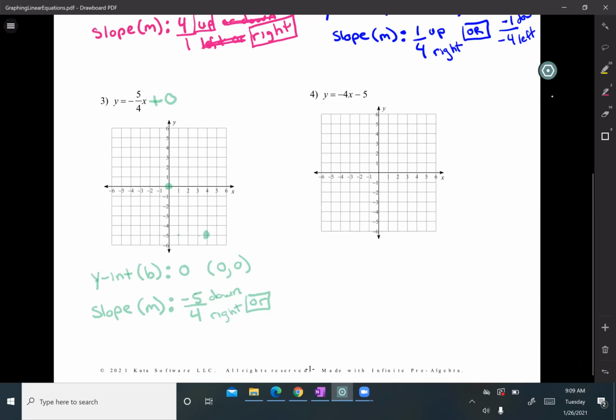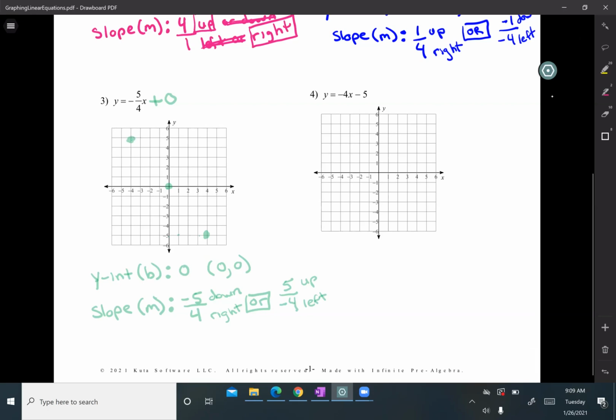Now instead of the top number being negative, I can change that to a positive, and then the bottom number is positive, so I change that to a negative. So instead of going down to the right, I would need to go up to the left. So up 5 to the left 4. And those lie in a straight line.